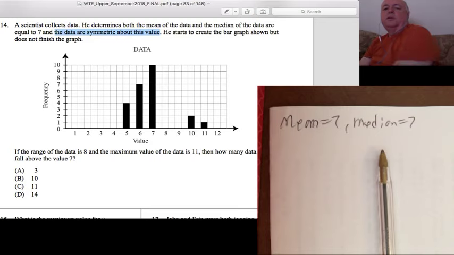What on earth is being talked about here? So let's say you don't know. So let's read on. He starts to create the bar graph shown, but does not finish the graph. Great scientist there. He collects random data and he doesn't finish his work. Okay, so then there's a slight part cut off on your screen.